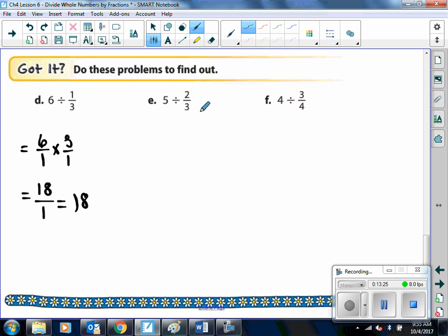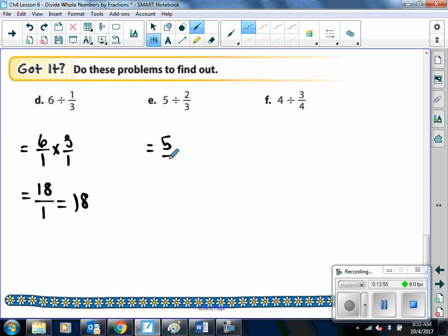And so can I go ahead and skip that step? Are you guys okay with that? If it's 1 times 1 in the denominator, can I go ahead and skip that step and just go straight to writing 18? All right. And if you feel like you want to write 18 over 1, please do it. Okay?